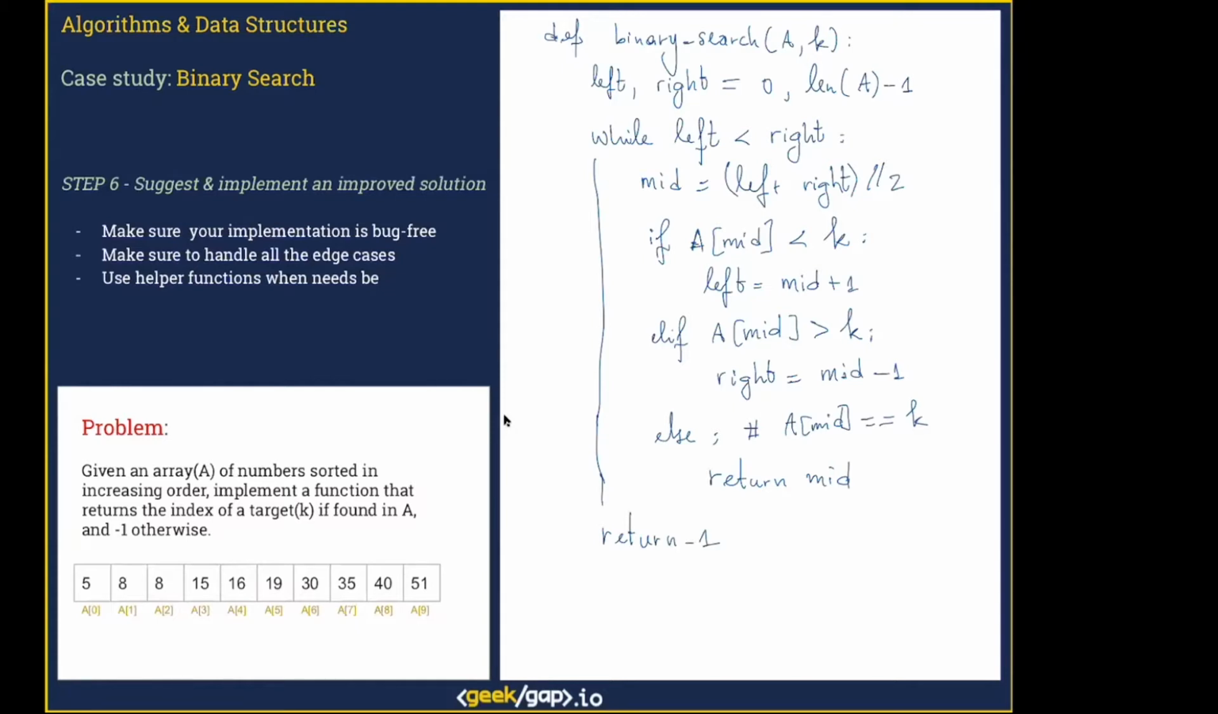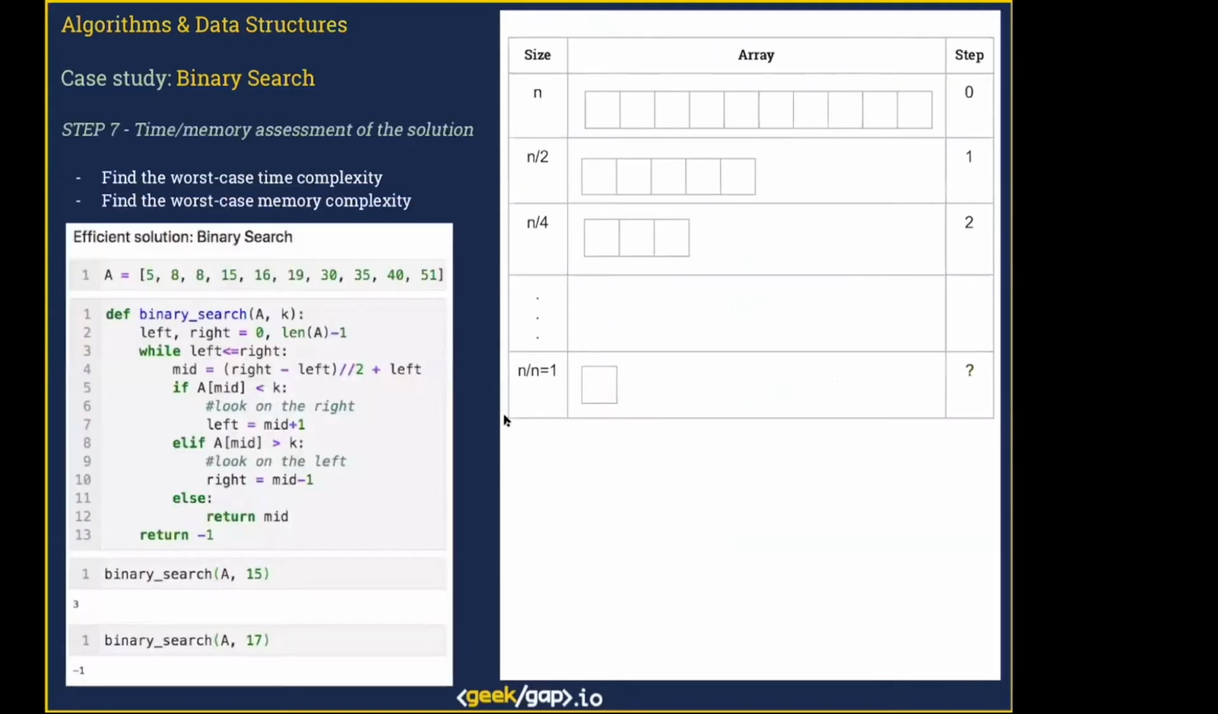That's the binary search implementation with 2 bugs that we're going to discuss later on. And here you can see the code. This is how it looks in Python. It's a bit cleaner here, as you can see. And now what we want to do at the 7th step, remember, we want to assess the time and memory complexity of the solution.